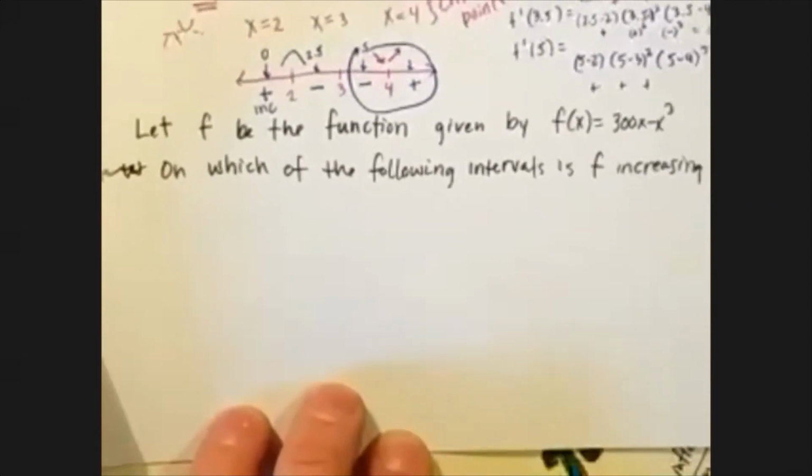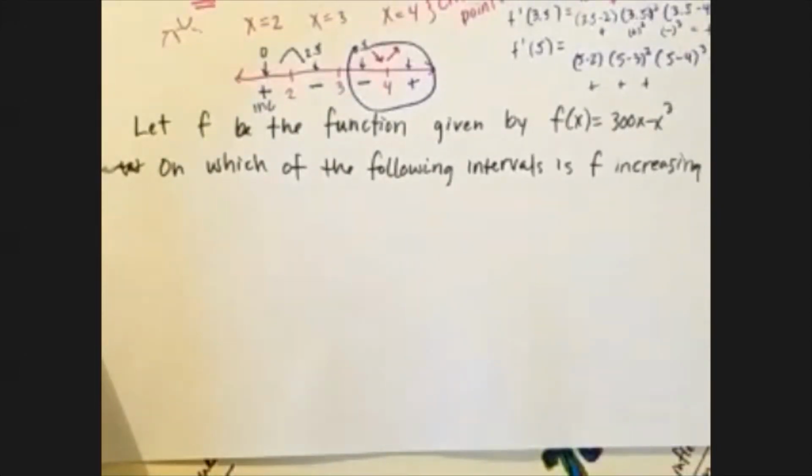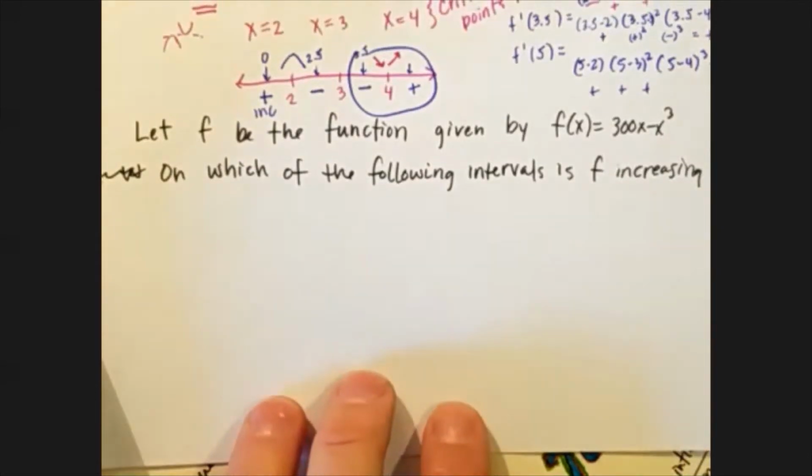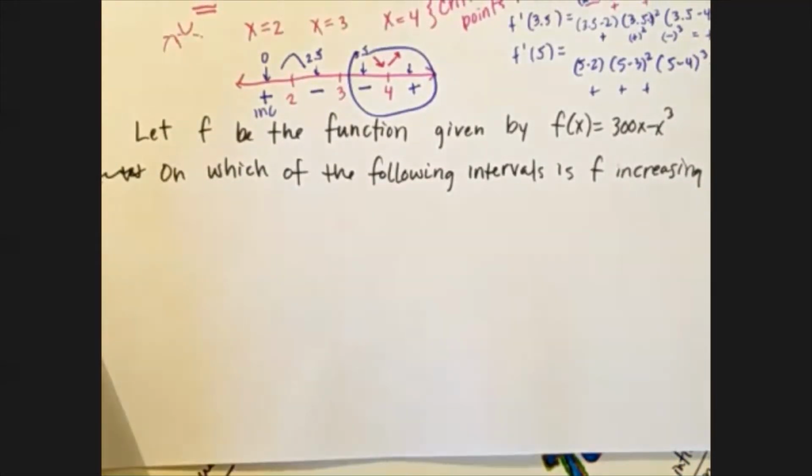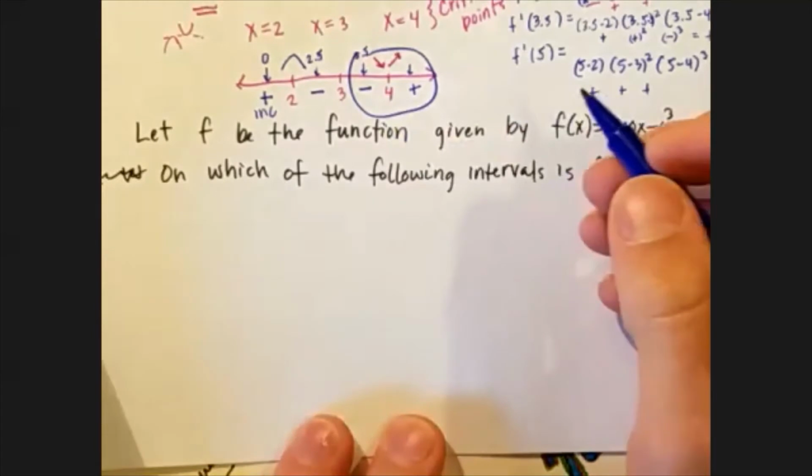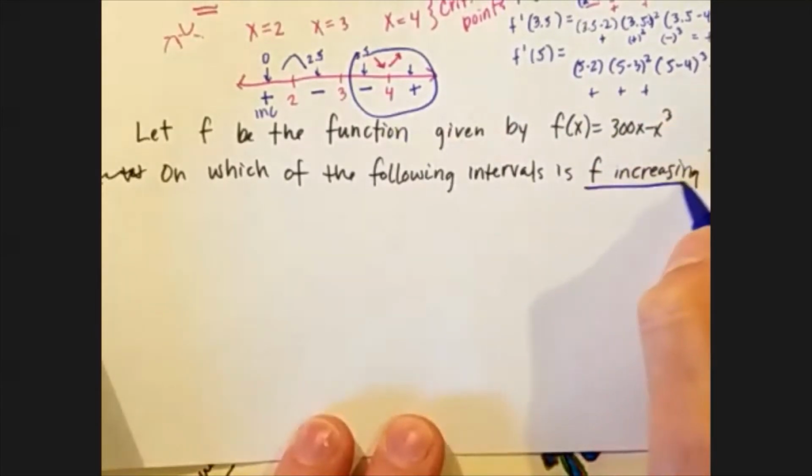Let f be the function given by f of x equals 300x minus x cubed. On which of the following intervals is f increasing? Thank you. I didn't include those intervals, but we can still figure out when f is increasing.